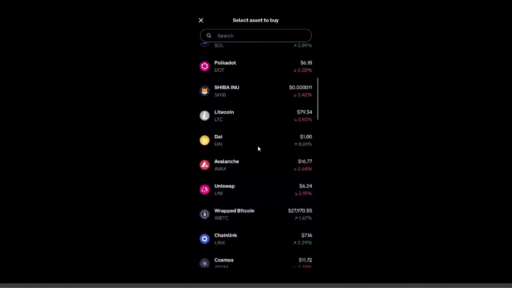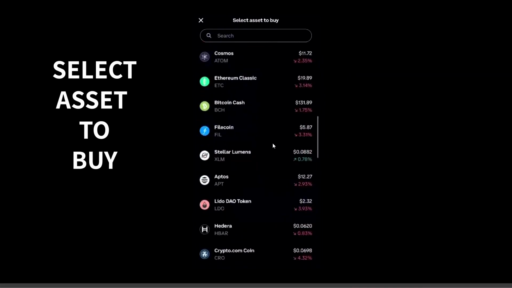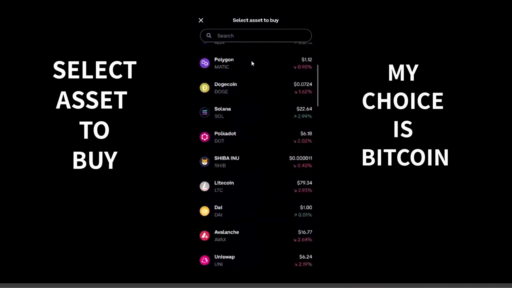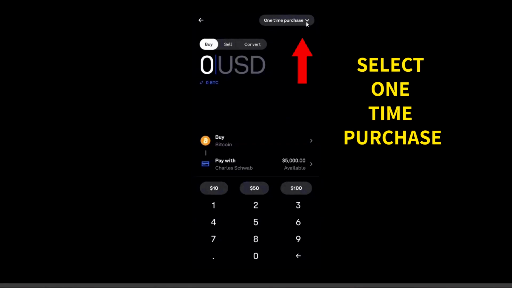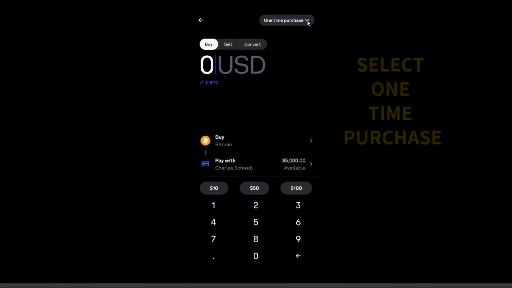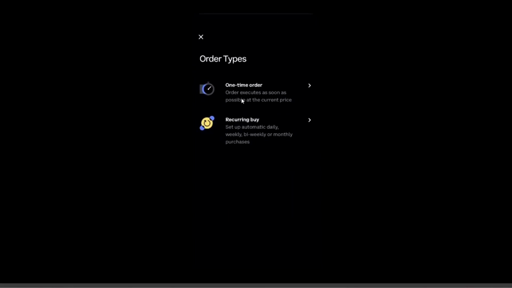Now we need to determine what we are buying. For me particularly, I'm sticking with the top two. Bitcoin and Ethereum are my choices. Now that I have chosen Bitcoin as my option to buy, we are presented with this screen. Right here at the top right-hand corner, we have an option to select with the arrow. One-time purchase, we're going to hit this arrow down here. We are presented with this screen, order types, where we can choose one-time order or recurring buys. Recurring buys basically means you can set up automatic daily buys, weekly buys, bi-weekly, or even monthly.